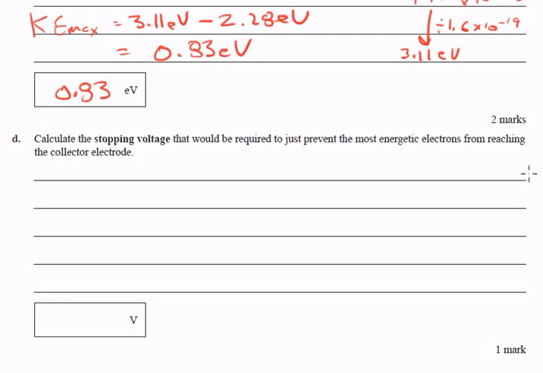Alright, calculate the stopping voltage that will be required to just prevent the most energetic electrons, i.e. the ones with the most kinetic energy, from reaching the collector electrode. Well, this is the maximum kinetic energy of each electron, so that's the voltage needed to stop each electron. Easy.